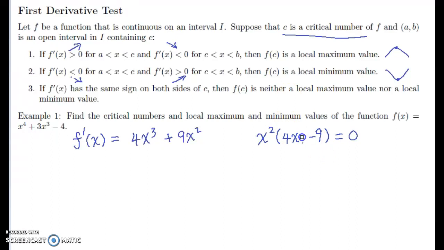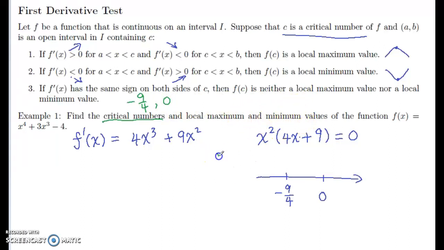So we see the critical numbers are, x squared equals 0, so one is 0. Another one is 4x plus 9 equals 0, so another critical number is negative 9 over 4. These two numbers are both critical numbers. So the answer for critical numbers is negative 9 over 4, comma 0. But what are the local max and local min?